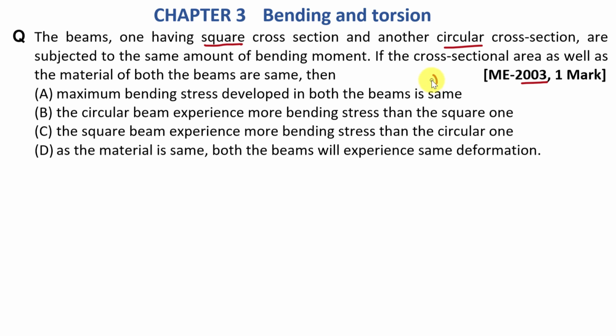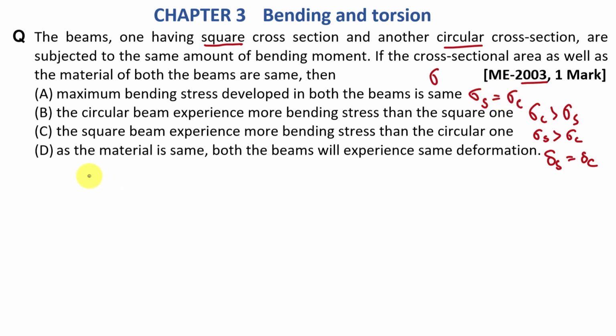Let's say here bending stress is sigma. So in first option, we can say that bending stress in square cross section is equal to bending stress in circular cross section. Here in second option, we can say that sigma C is greater than sigma S. In third option, we can say that sigma S is greater than sigma C. And in fourth option, deformation is same. So actually here we have to compare the bending stress in both these beams.